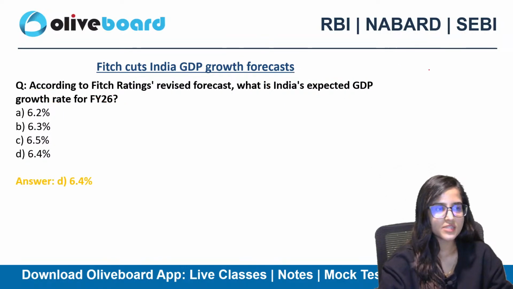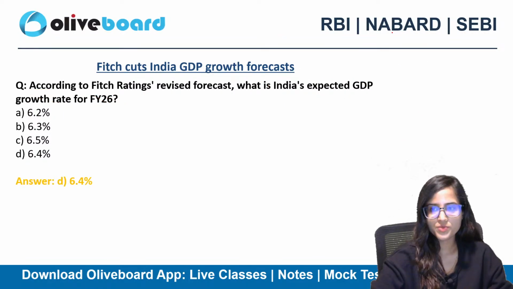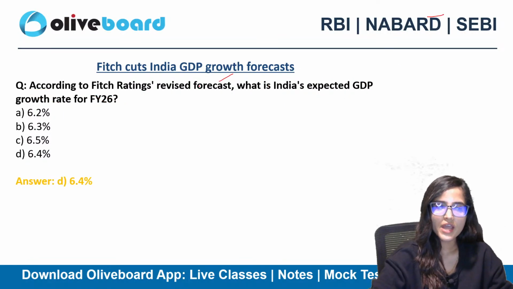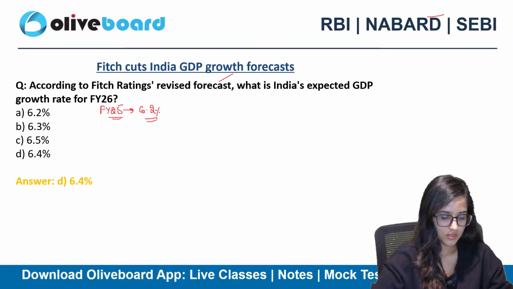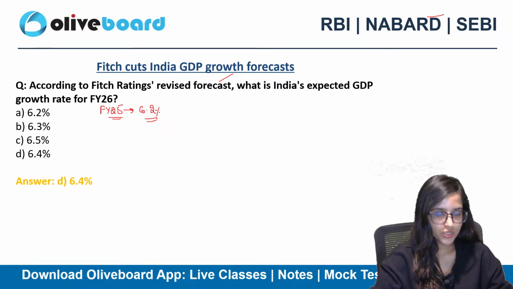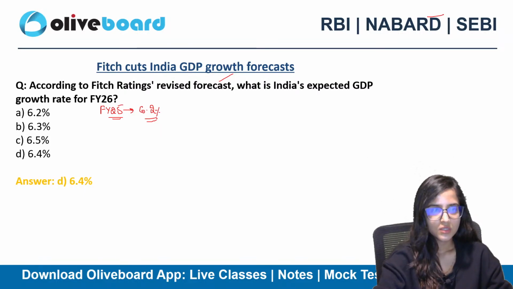Okay. So the answer to this question is D, 6.4%, because they have not asked about financial year 25. If it was written financial year 25, then your answer would be 6.2%. Okay, so you have to read the question very carefully.